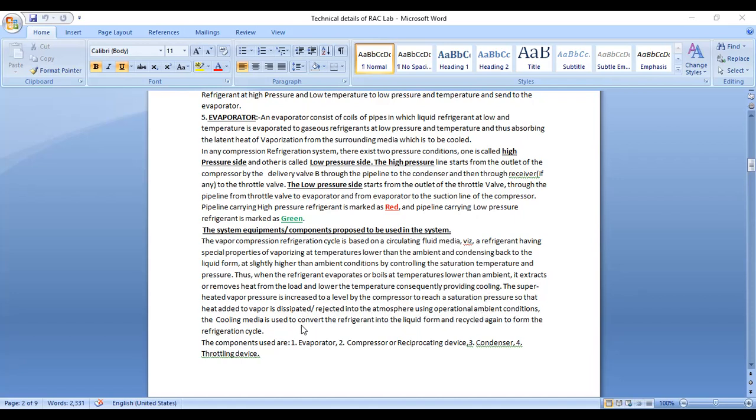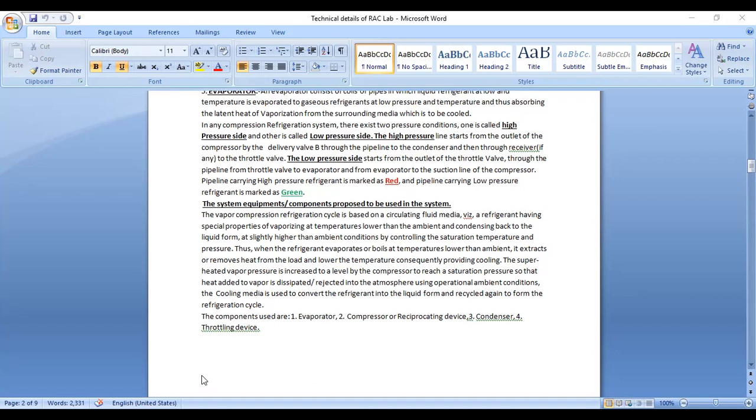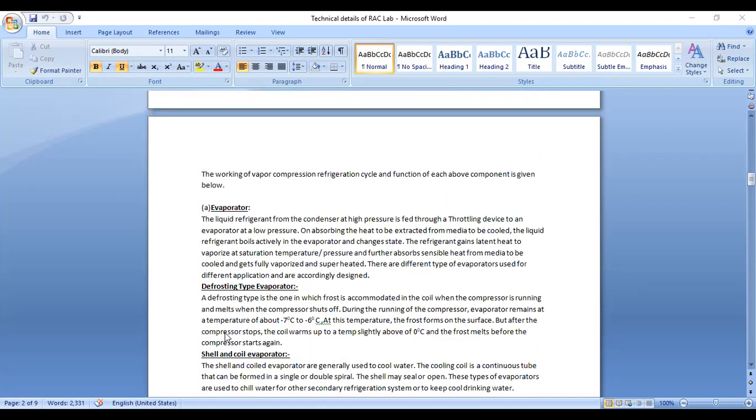So as the refrigerant has higher temperature and higher pressure after being compressed inside the compressor, it releases its heat to the condenser itself. The cooling media is sometimes used to convert the refrigerant to a liquid form and recycle it in the refrigerant system itself. The components used are the evaporator, compressor or reciprocating device, condenser, and throttling device. The evaporator can be of different types.